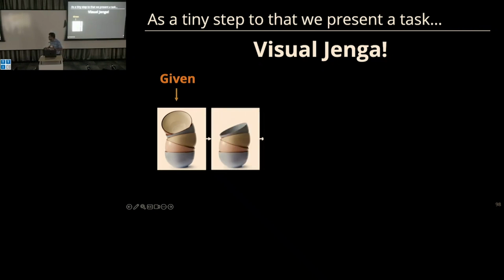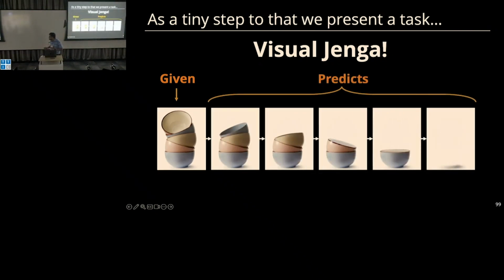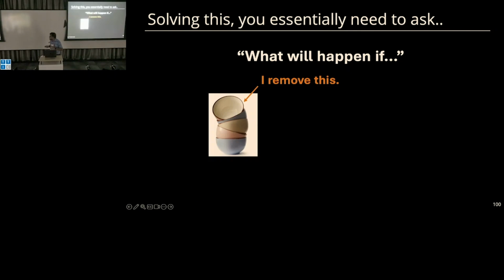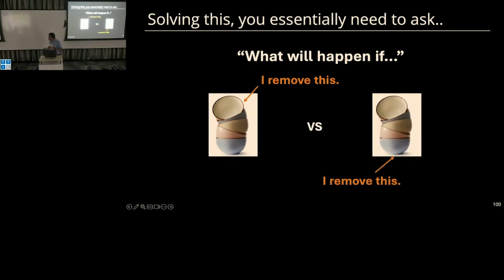As a tiny step towards that, we present a new task called Visual Jenga, where given this scene, we want to sequentially remove individual objects until we are left with the background. We ask what will happen if I remove the top bowl, compared to when I remove the bottom bowl.